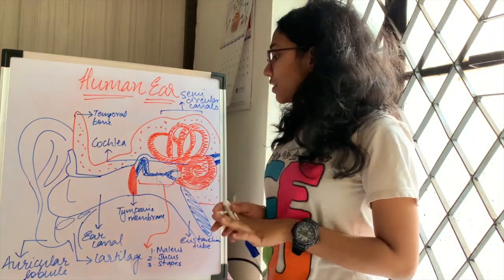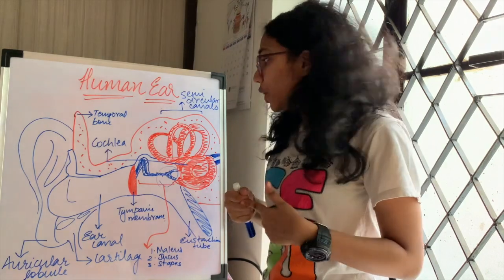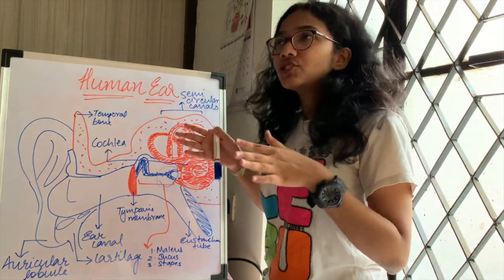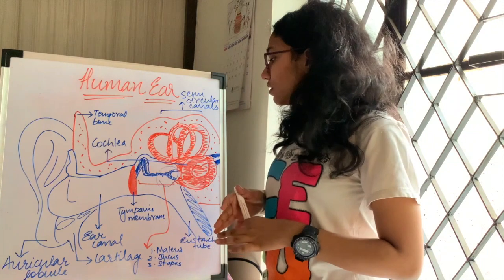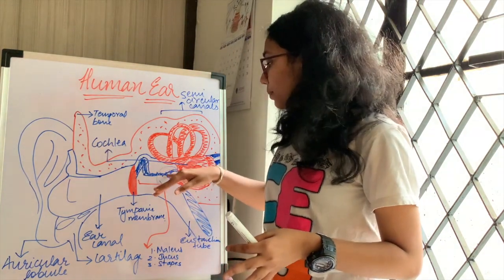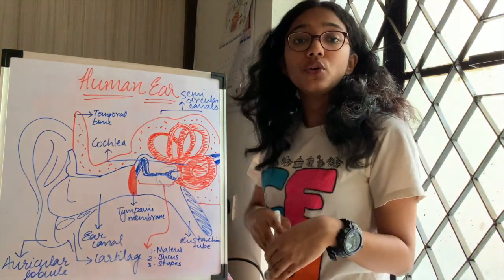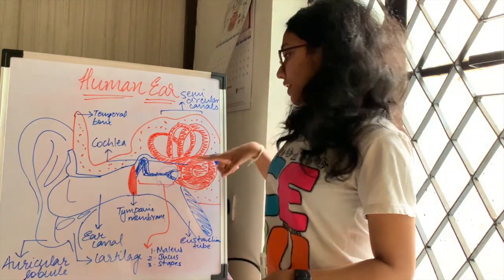So this tympanic cavity basically has two openings known as the oval window and round window, which actually come in part of the inner ear. All you have to know for now is that the stapes bone is attached to the oval window which enters the cochlea.